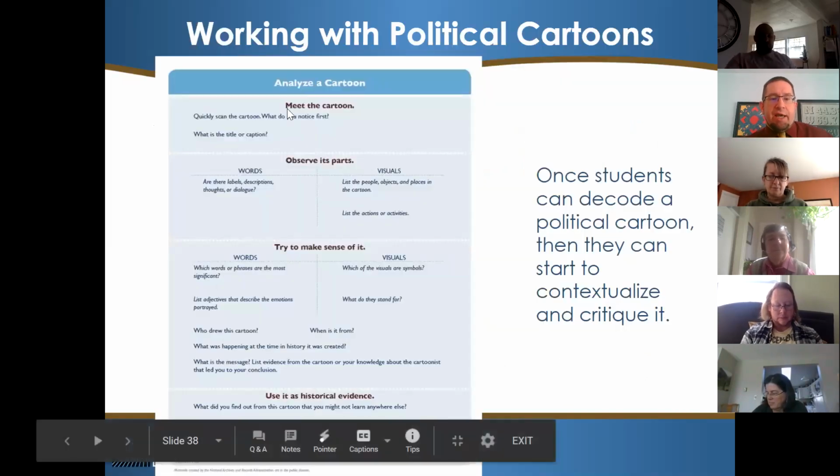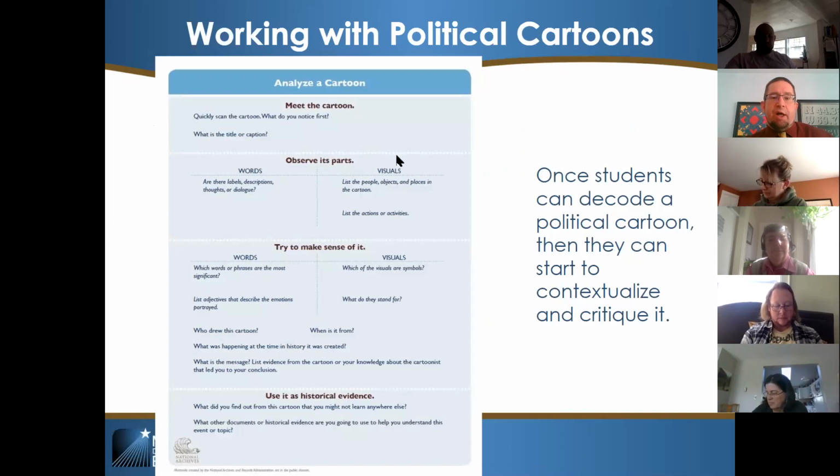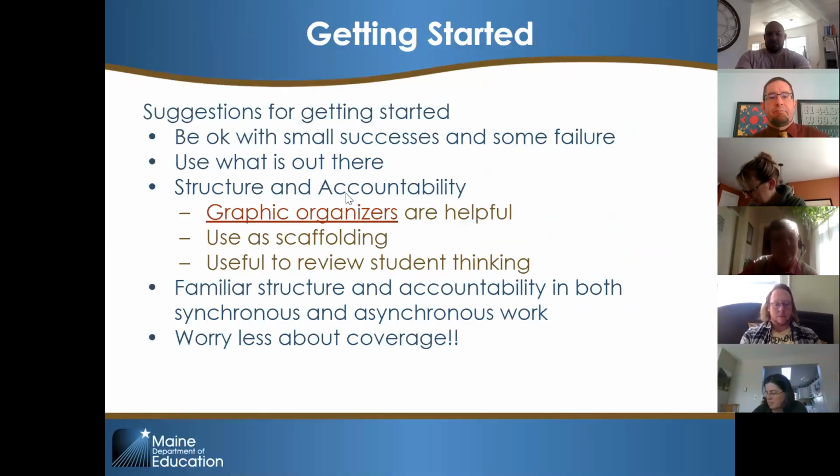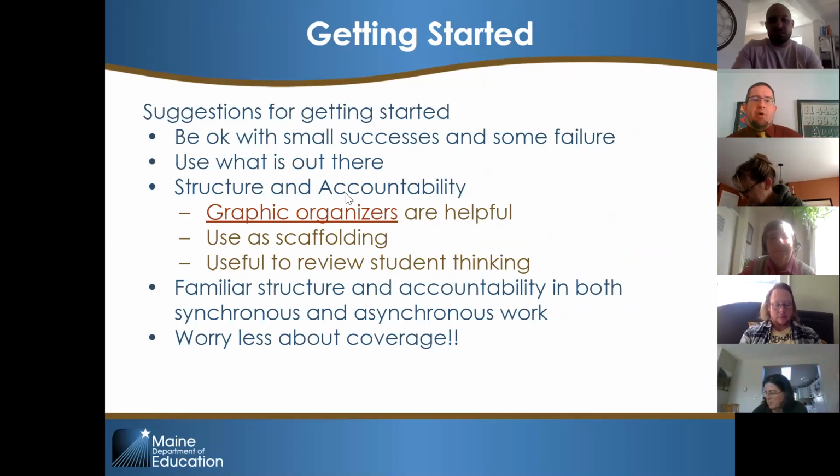The National Archives has a piece for kids to help them work with a political cartoon because you really have to break it apart before you can do anything else with it. You have to be able to decode it in order to contextualize it and then critique it. So if you're going to get started with using more primary sources, be okay with small successes and some failures. Sometimes kids just aren't going to get what you want them to get out of it, and that's okay.